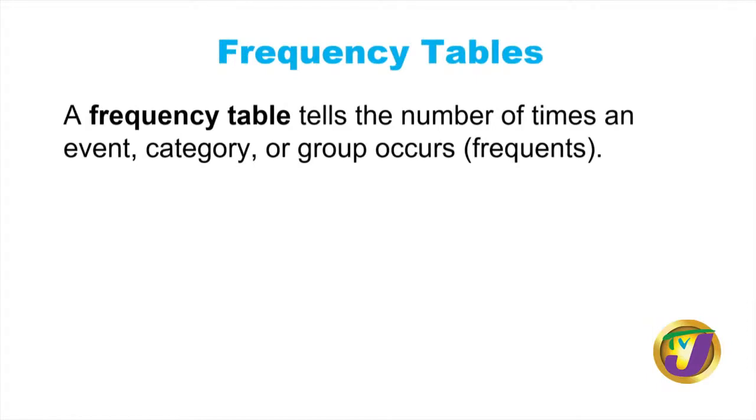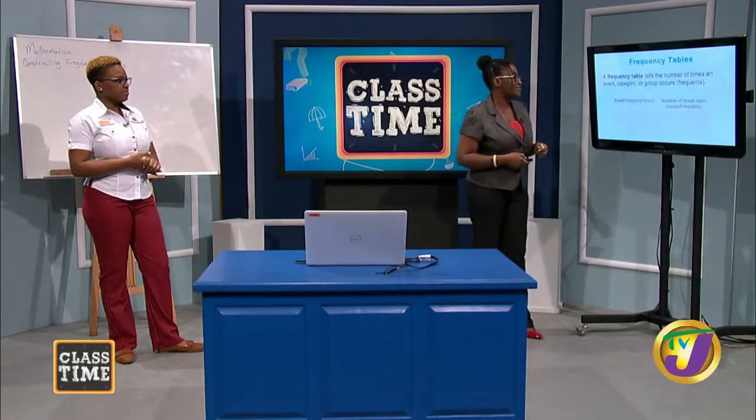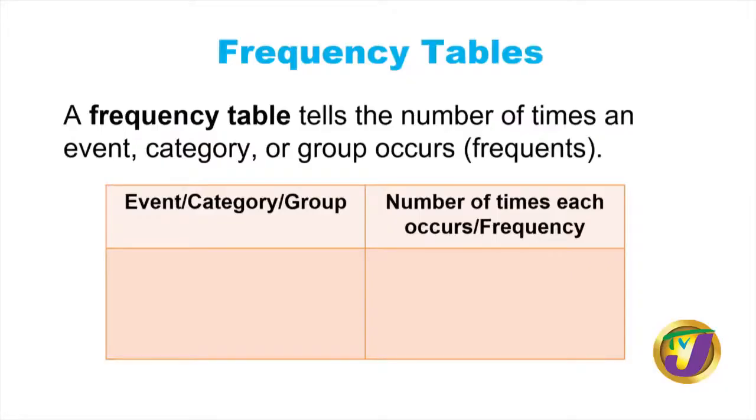Now, a frequency table tells the number of times an event, category, or group occurs. In other words, how often this event took place. And don't be fooled by the word event. Whatever it is that you're observing, we refer to it as an event. So if you were looking at height, weight, number of students, whatever, rating, we consider that to be an event. So your frequency table, if you look on screen, should look something like this, where we have the event, category, or group on one side, and the number of times that each occurs will be written on the other side. And we can refer to that, Latoya, as the frequency table.